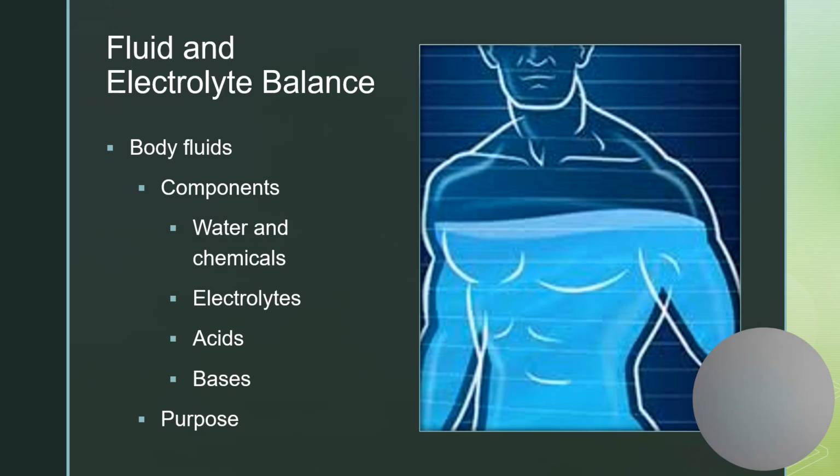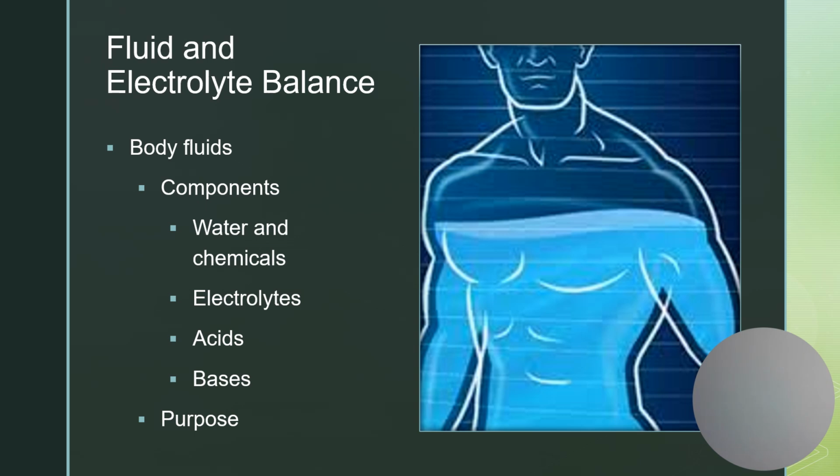Our body fluids are composed of water and chemicals: electrolytes, which are substances that carry electrical charges when dissolved in fluid; acids that release hydrogen into the fluid; and bases, which are substances that can bind with hydrogen.